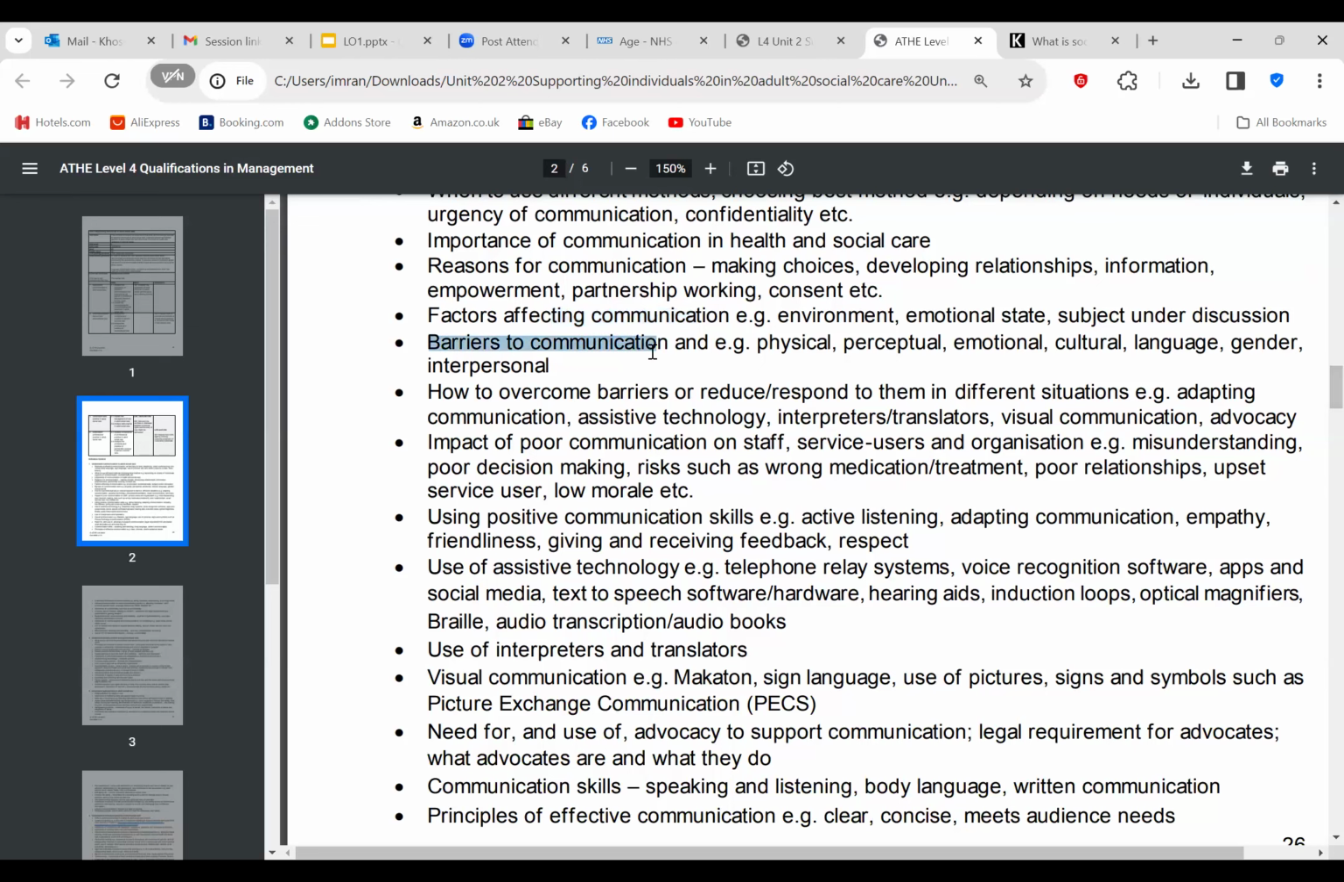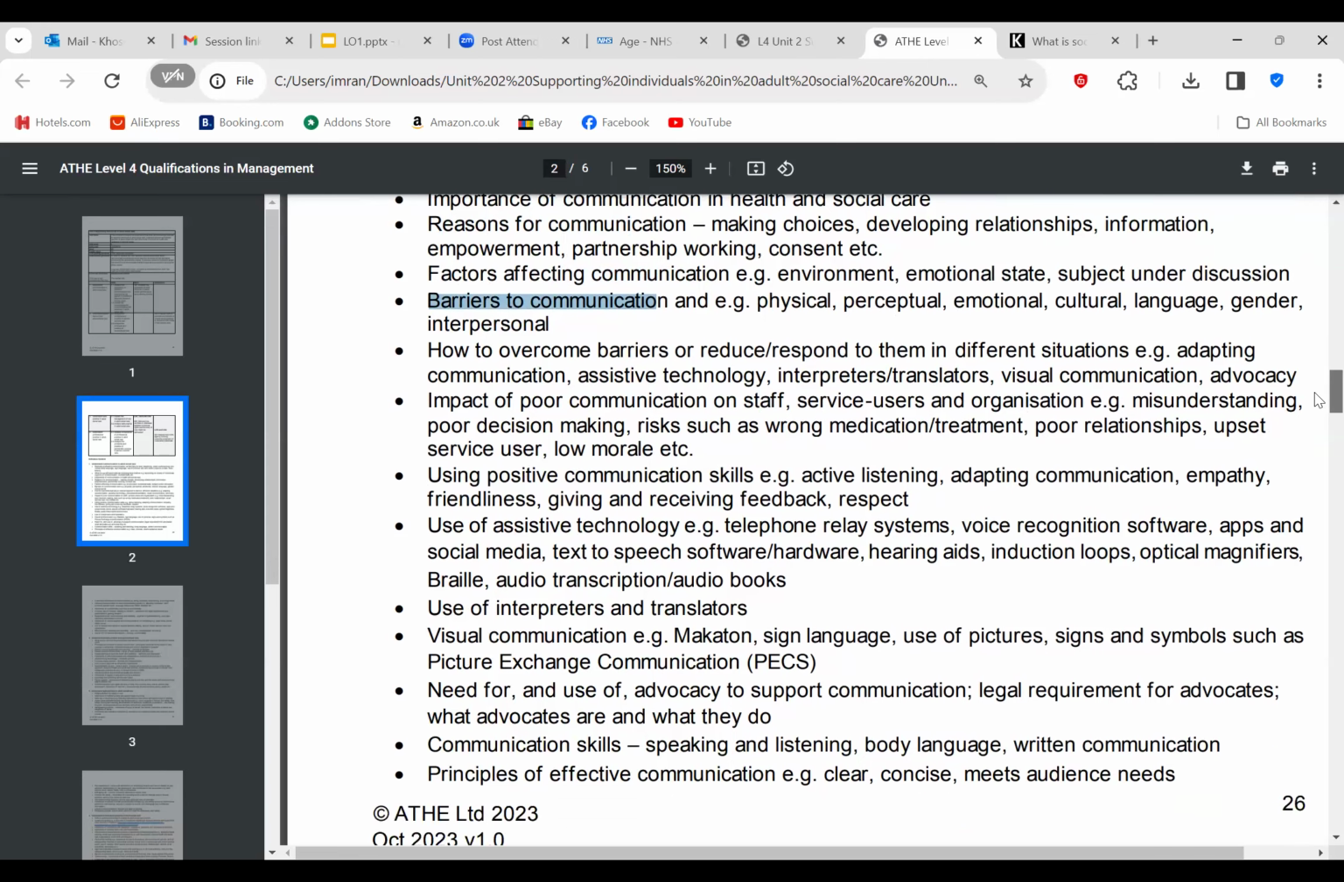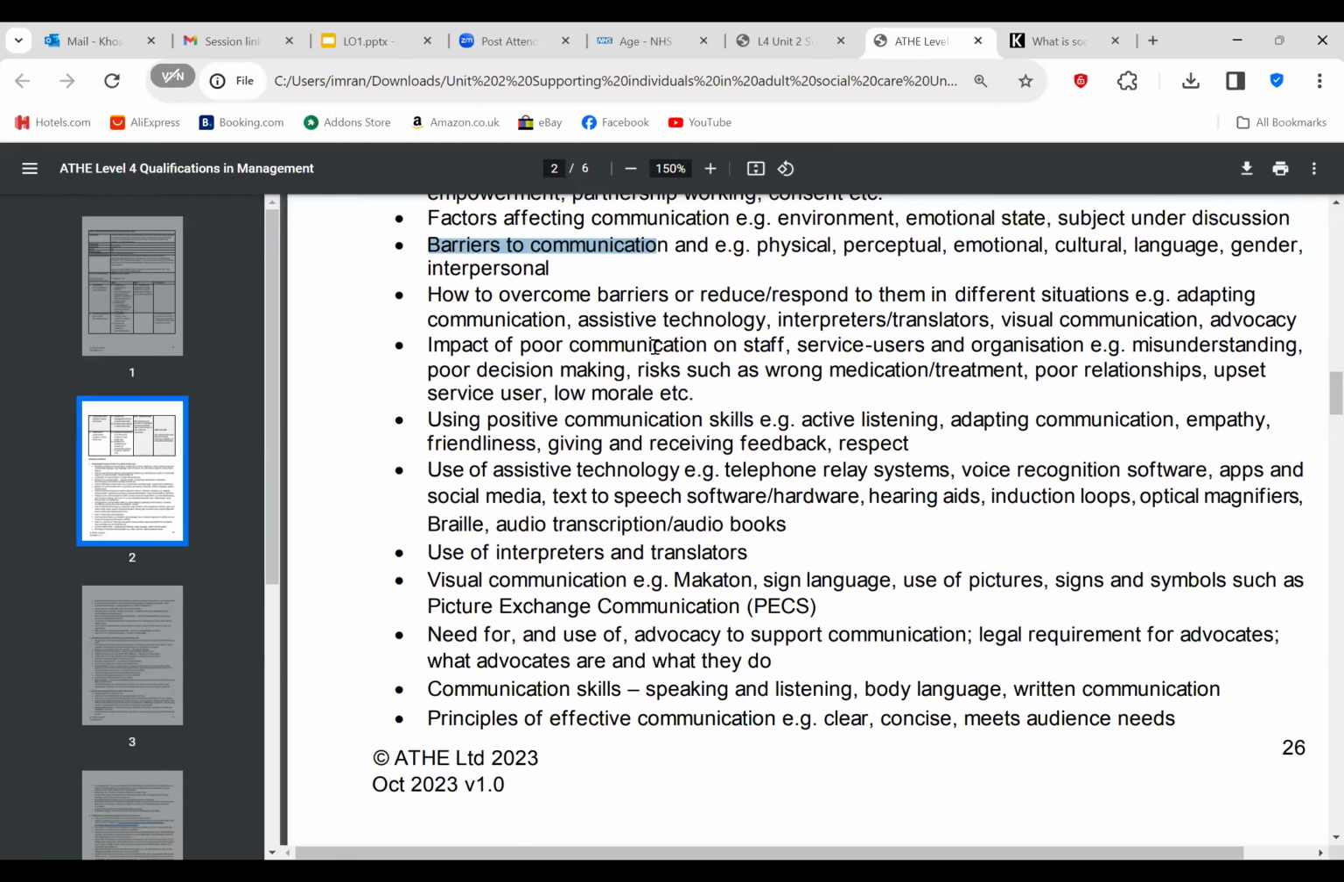What are the barriers to communication? In that environment, it cannot exist without barriers. They're physical, perceptual, emotional, cultural, language, gender, interpersonal. Many more also, but the main headings are these. How to overcome these barriers? Impact of poor communication on staff. You could have poor communication between yourselves also, and how would that impact you? Using positive communication skills in adult social care. Use of assistive technology, which is very helpful now.